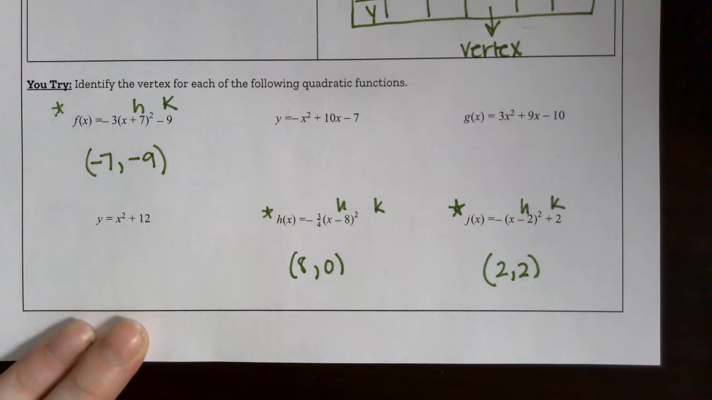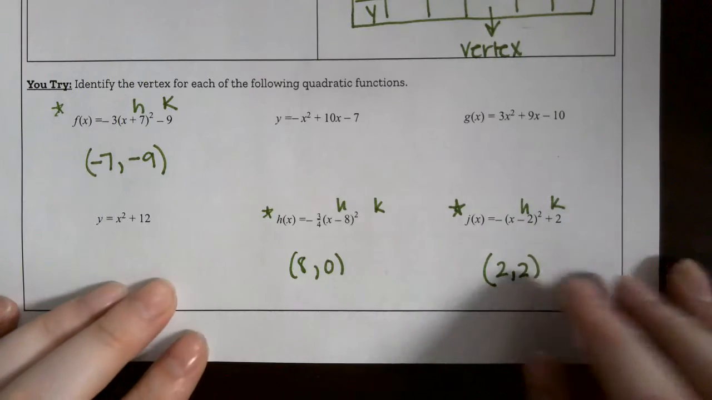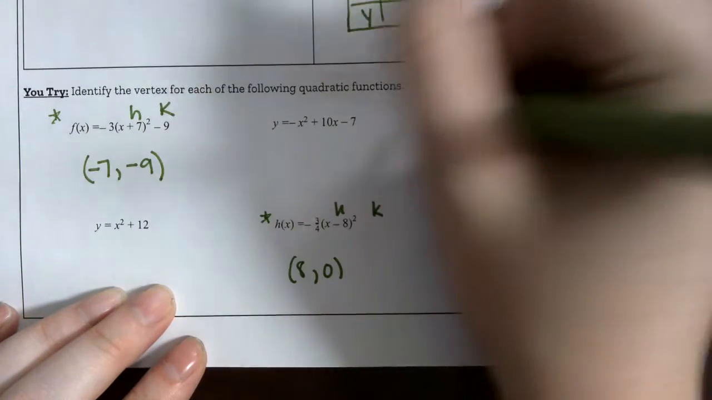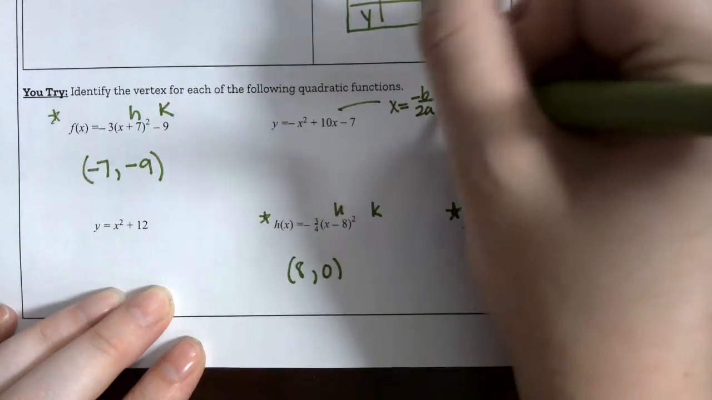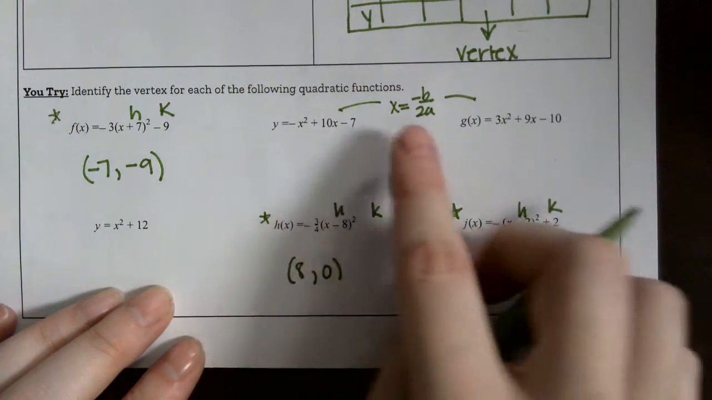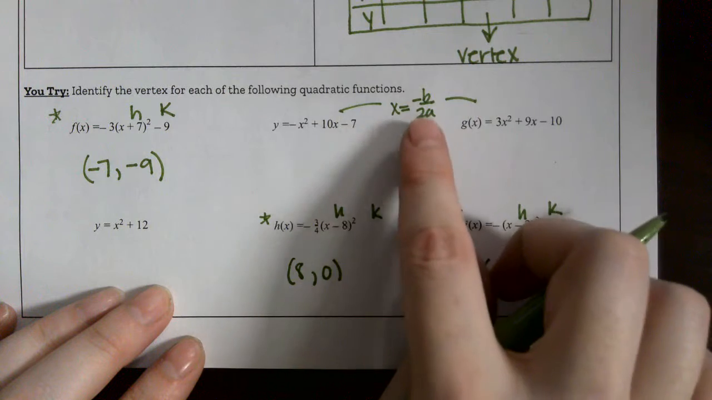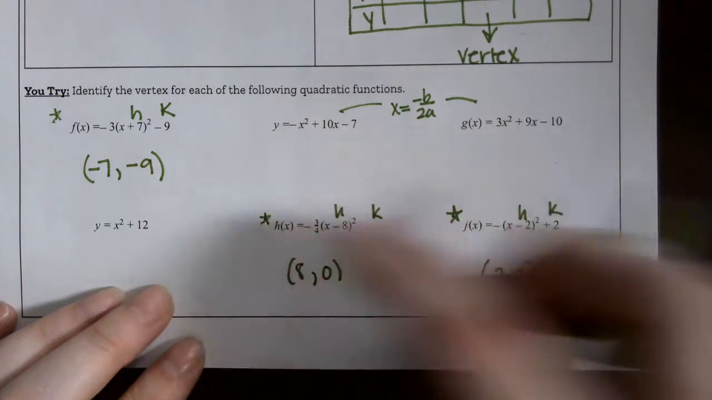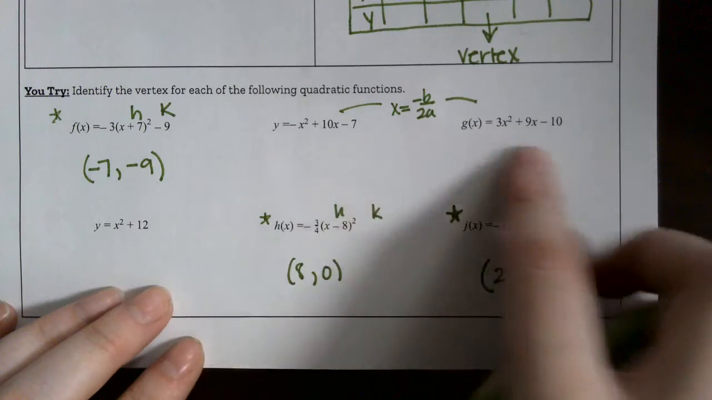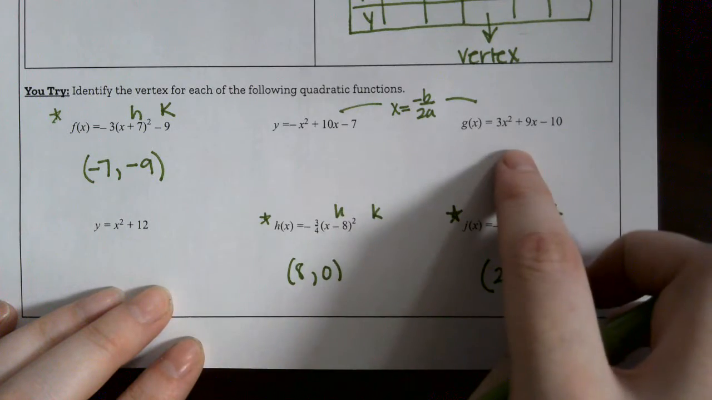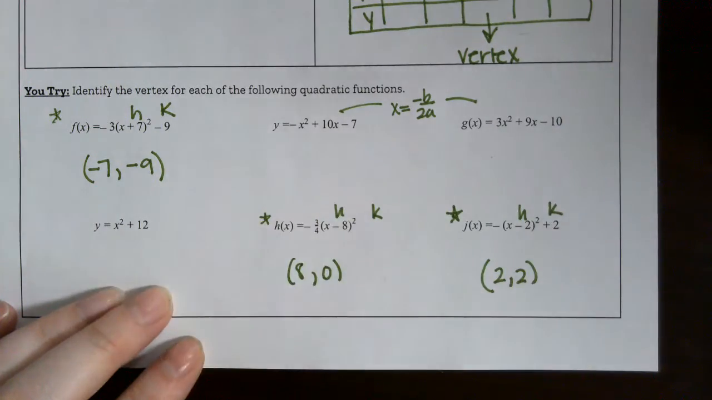And then if it's not in vertex form, you have to use that formula. So for these two, for example, we're going to use the formula -b/2a. We're going to plug in our values, and then we'll take this x and plug it back in to find our y. I want you to pause the video and do these two on your own, and then I want to talk about this last one after you're done.